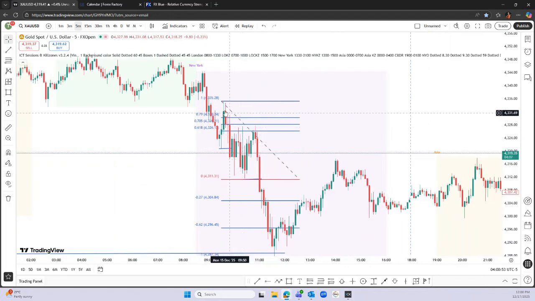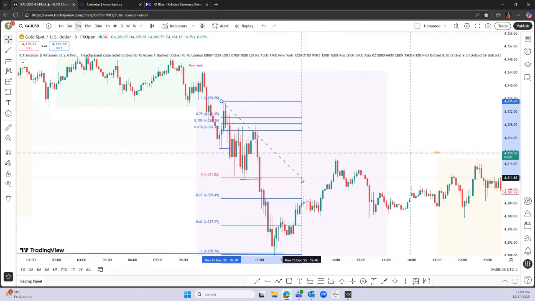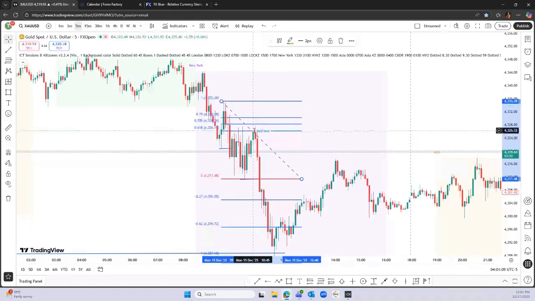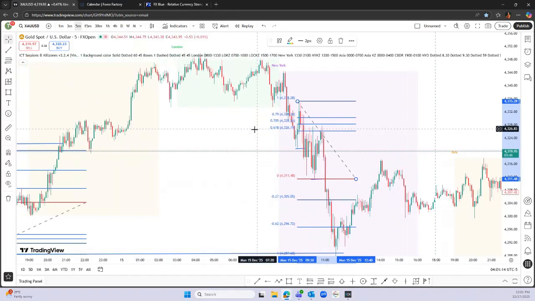Maybe I can pull it like this. So it pulled all the way down to this level. The price pushed from this point all the way to this point, and as it went down, it created a BOS, so it took out these intermediate liquidities before retracing to the Fibonacci OTE level.